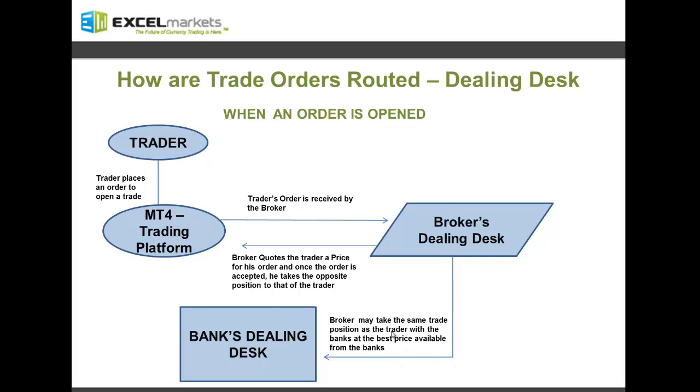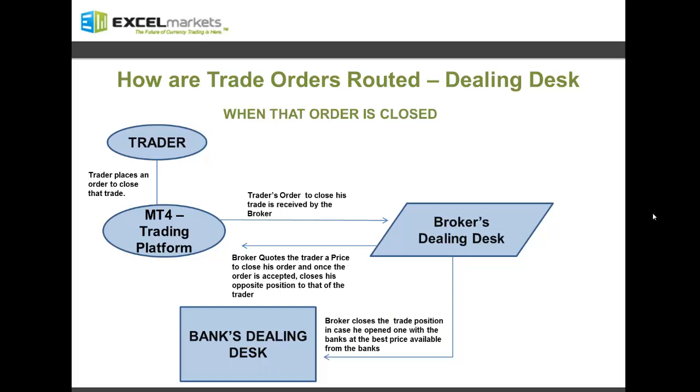They may take the same trade position as that of the trader with the banks at the best available price which they get from the banks. Now, when that particular order is being closed, the trader will again place an order to close that open trade on his platform. This order is again routed to the dealing desk of the broker. The broker again quotes the trader a price to close his order, and once that order is accepted, he closes the opposite position to that of the trader.